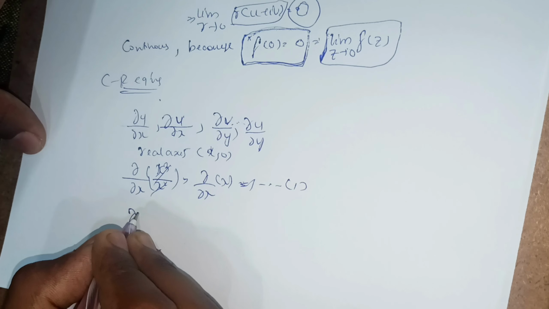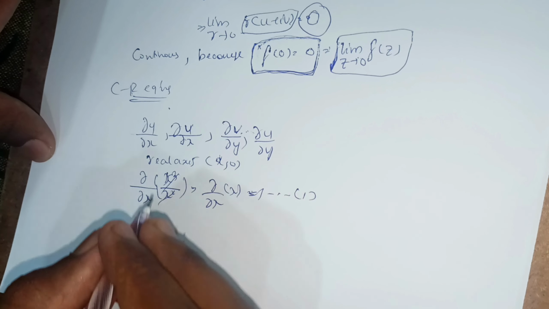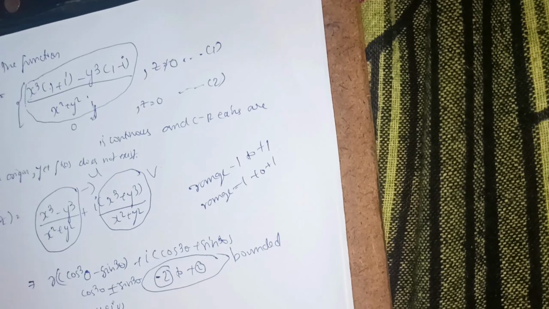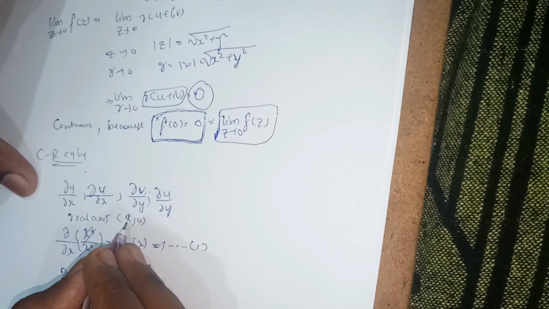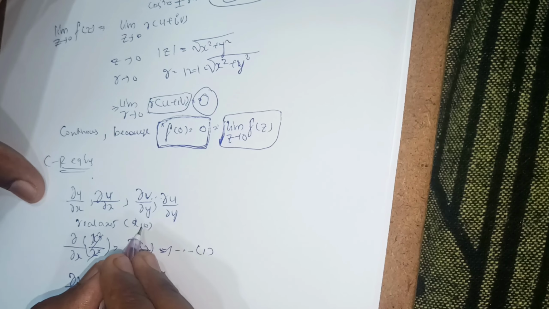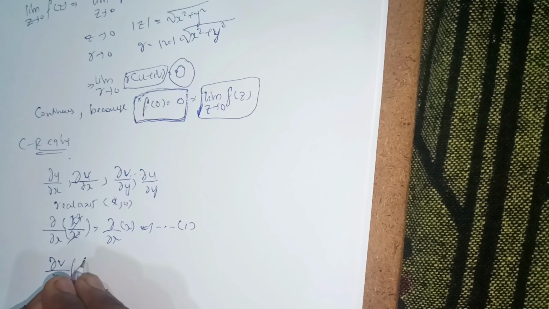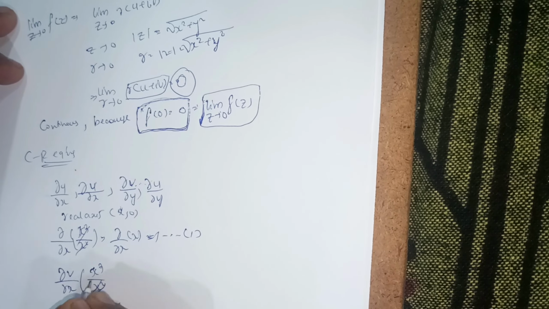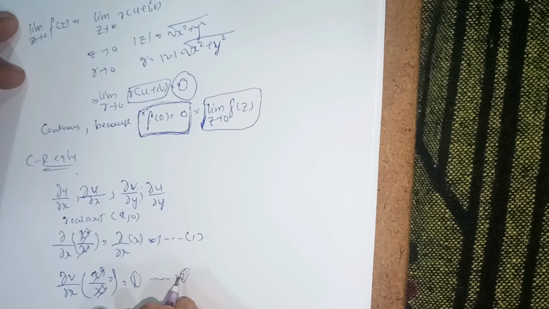Next, dou v by dou x. Here, x cube plus y cube is the v, and this is the u. Substituting the values x equal to x and y equal to 0, we get x cube by x square. So here also we got the answer as 1. This is equation 2.